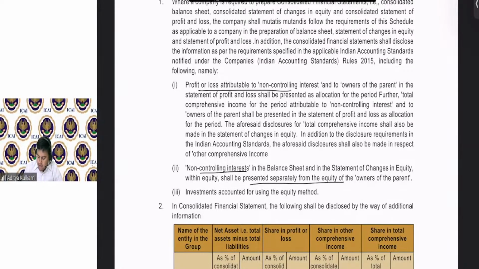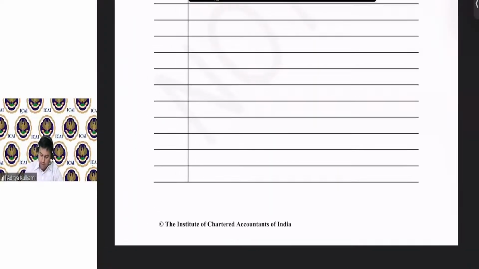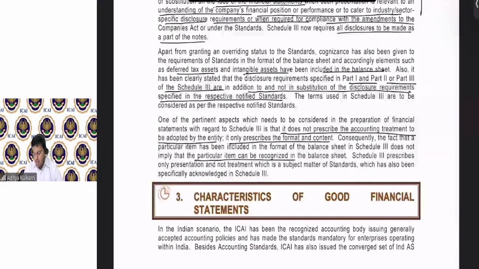Non-controlling interest is to be presented separately from the equity of the owners of the parent. It will be under equity, but separately. Investments accounted for using the equity method, that is investment in associates and joint ventures, you will present separately. So this is something you are already aware of. That is by and large your Schedule 3 that you will stick to.